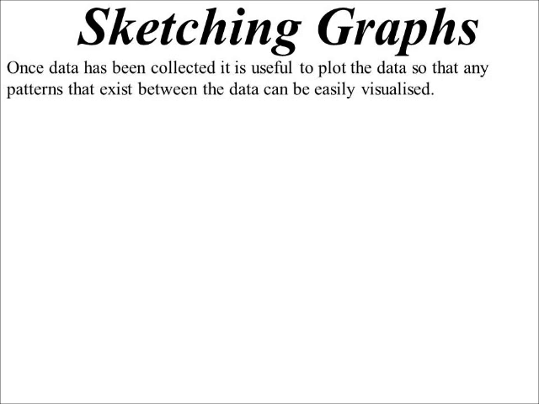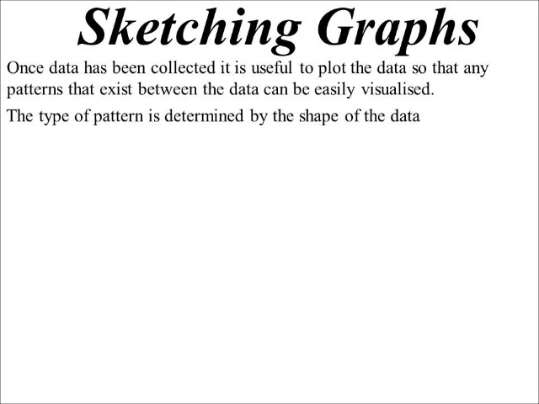Right? So the pattern is determined by the shape. You may have heard the term line of best fit. So you plot your data. It might not lie exactly in a line, but that's because of experimental errors and things like that. But you draw a line of best fit, and once you get a straight line, you know that there's a direct relationship between the data. As one increases, the other increases, and so on.